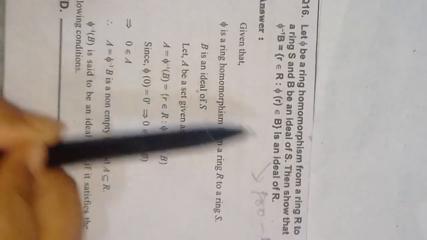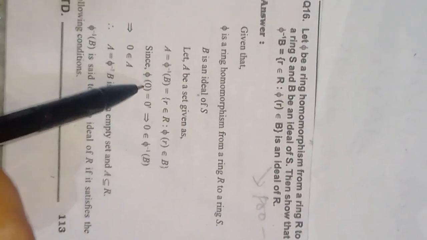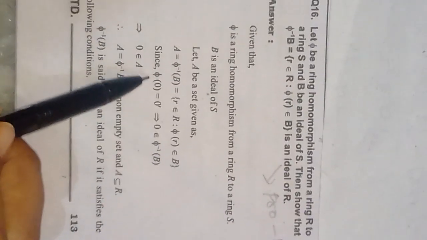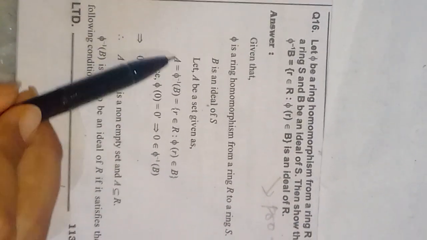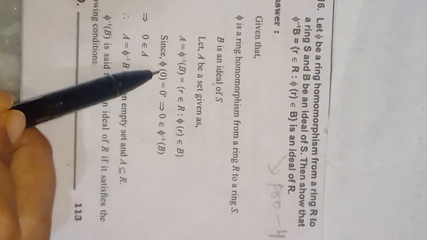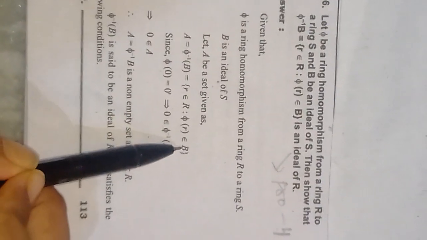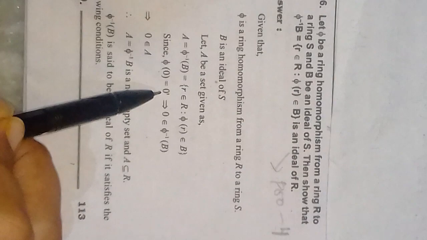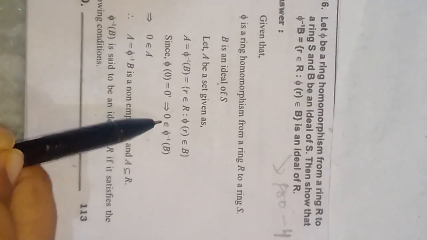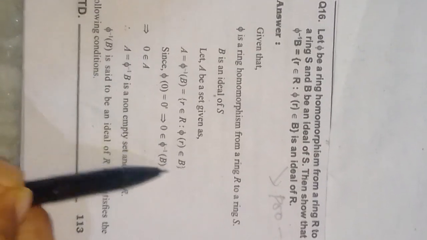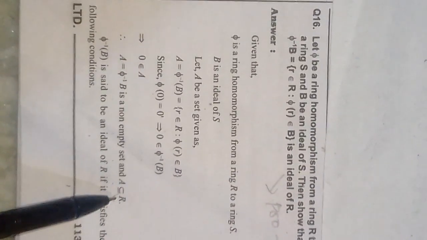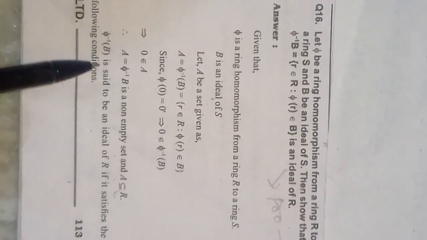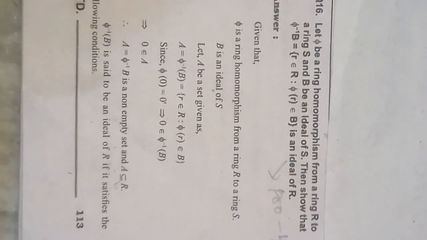Before proving it is an ideal, we have to prove it is a non-empty set. For that sake, we have the property already. Pi of 0 equals 0 dash, which means 0 exists in this set. Means if pi of 0, with 0 in R, belongs to B, then it belongs to pi inverse of B. In the same way, pi of 0 equals 0 dash, already we have from the property. That's why we are writing that 0 belongs to pi inverse of B. Pi inverse of B is nothing but A, so 0 belongs to A. We can say A is a non-empty subset, and it is also a subset of R because 0 exists in R also.